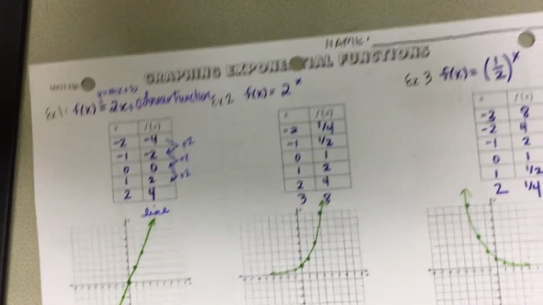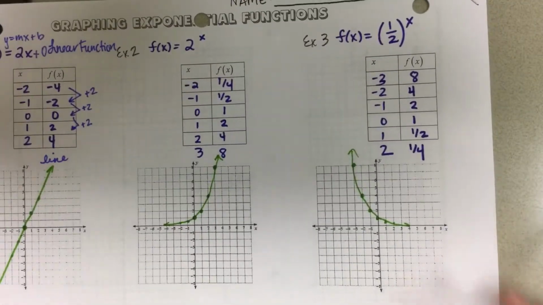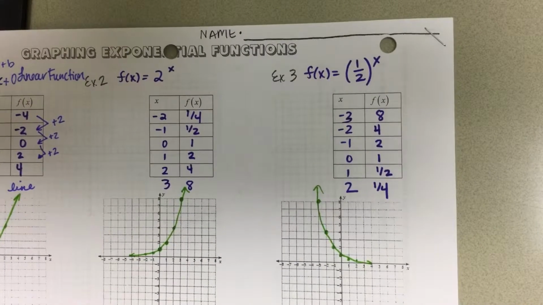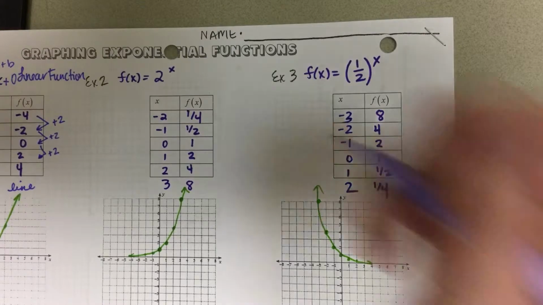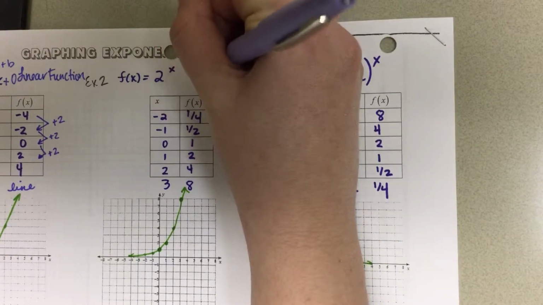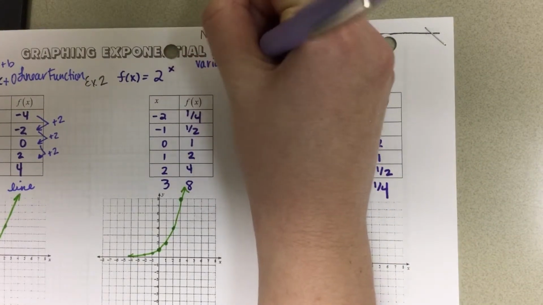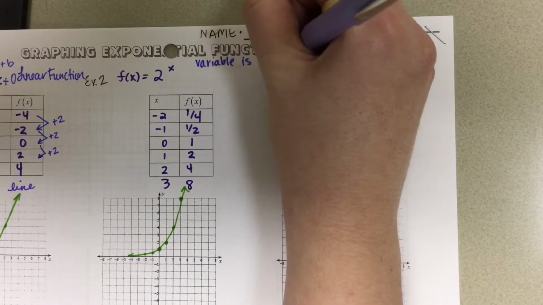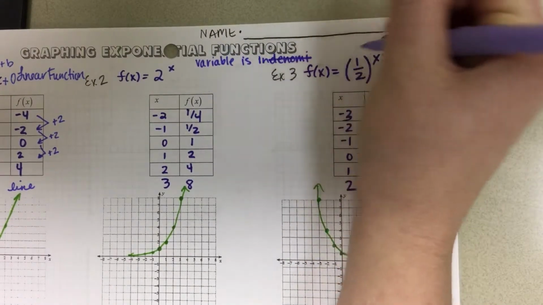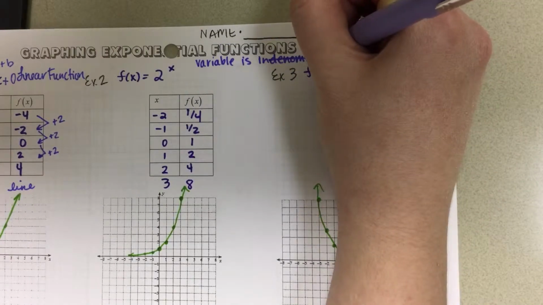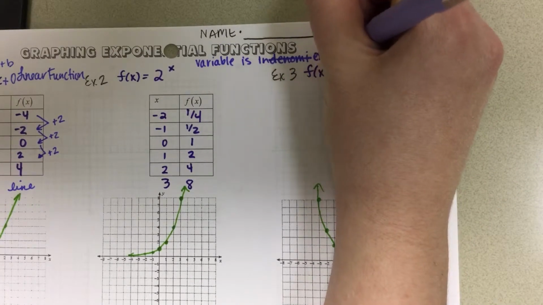Well, when we start taking a look now at examples 2 and 3, these are called exponential functions. And the reason that they're exponential functions is because the variable is in the exponent.